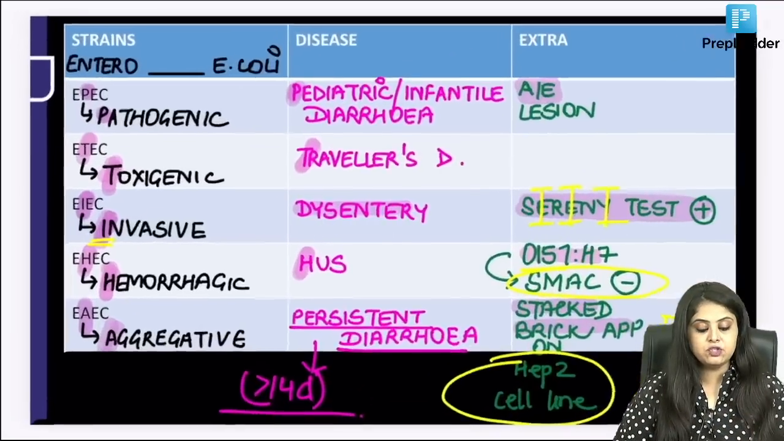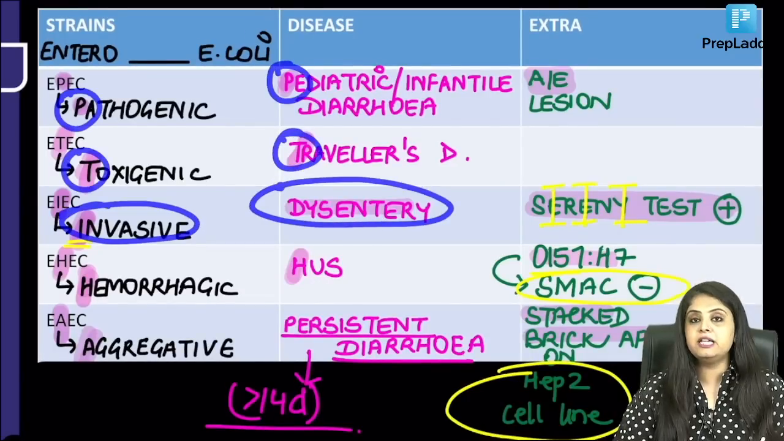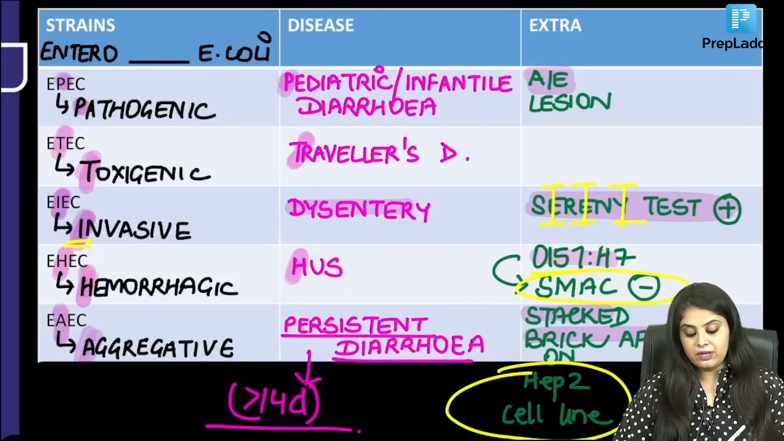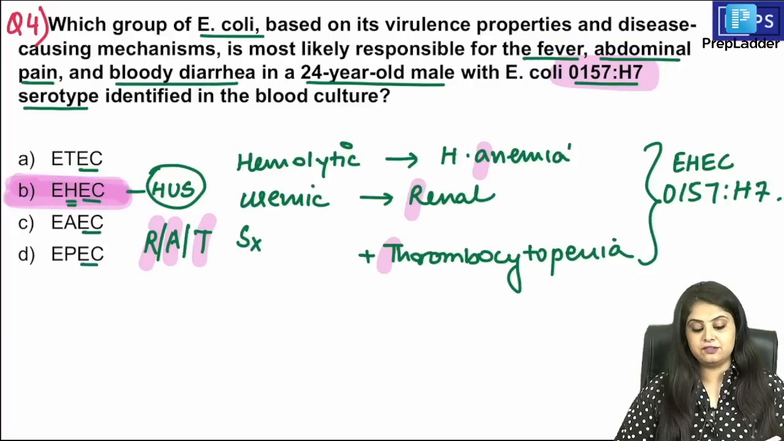So overall, as a revision, enteropathogenic E. coli causes pediatric diarrhea, toxigenic causes traveler's diarrhea, invasion causes bleeding, so dysentery, hemorrhagic causes hemolytic uremic syndrome, and aggregation causes persistent diarrhea. Going back, I was asked a question on 157H7, that is EHEC, and the answer over there.